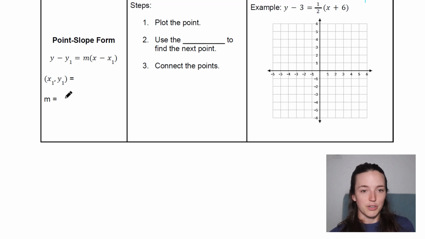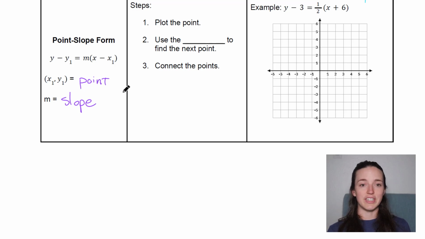So m is still slope. Same as in y equals mx plus b, m is the slope. But this time we also have a point. And that point is represented by the coordinate x1, y1. It's not the y-intercept. It's just a point. So when you're graphing in point slope form, first you plot the point, just literally a point, and then you use the slope to find the next point, just like we did in y equals mx plus b form. And then we connect the points. So this is going to be not too bad. The hardest part is picking out what the point is from the equation. But once you get that, point slope form is your best friend.